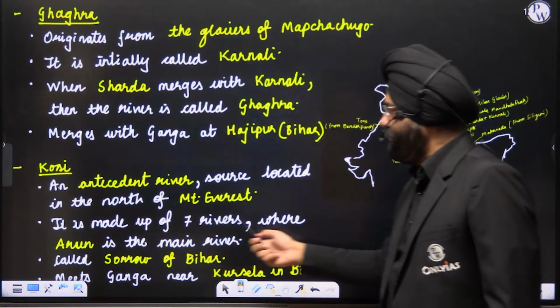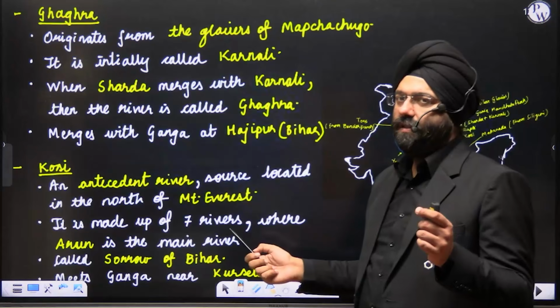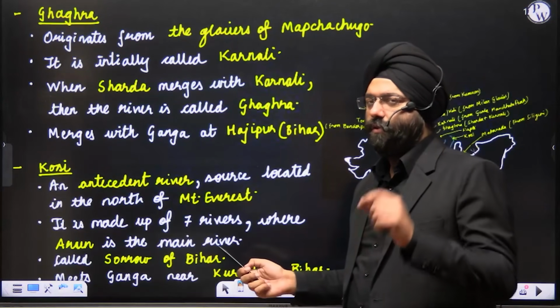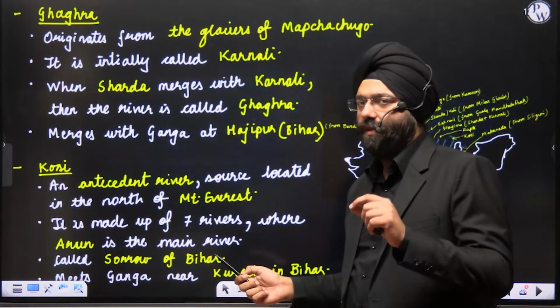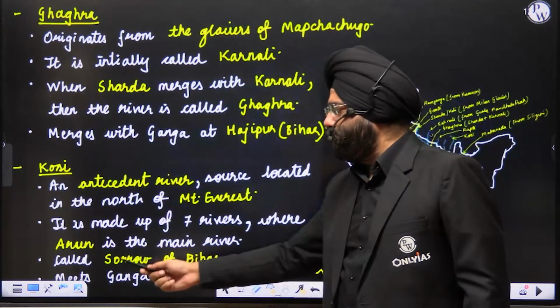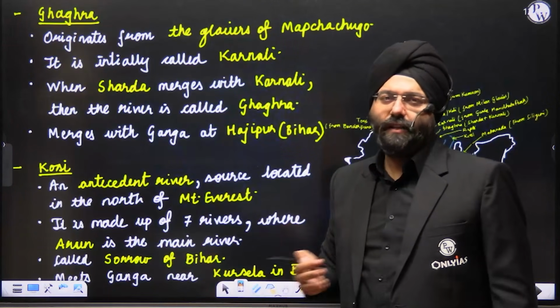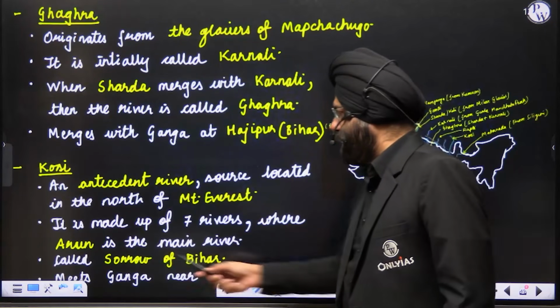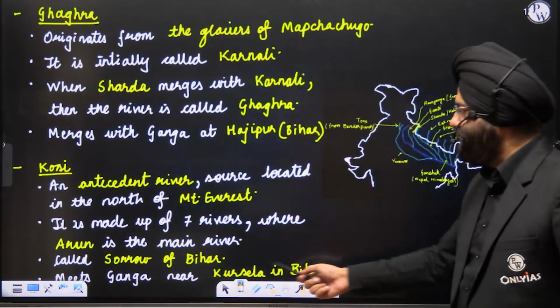It is made up of 7 rivers, called Sapt Kosi. So there are 7 rivers which basically make up the Kosi River. Out of them, a very important river is the Arun River, which is the main river. It is also known as the Sorrow of Bengal because of the large flooding that it causes in the state of Bihar. It meets Ganga near Kursela in Bihar.